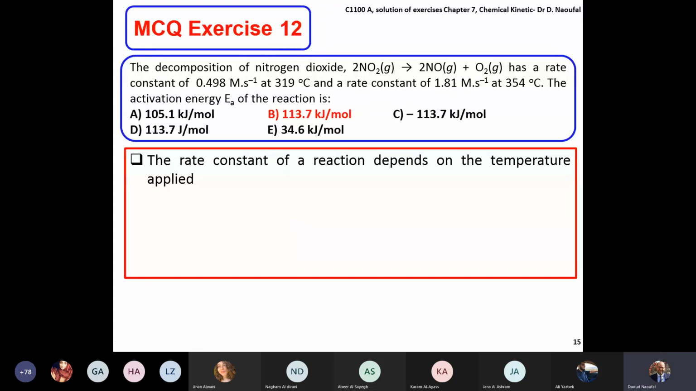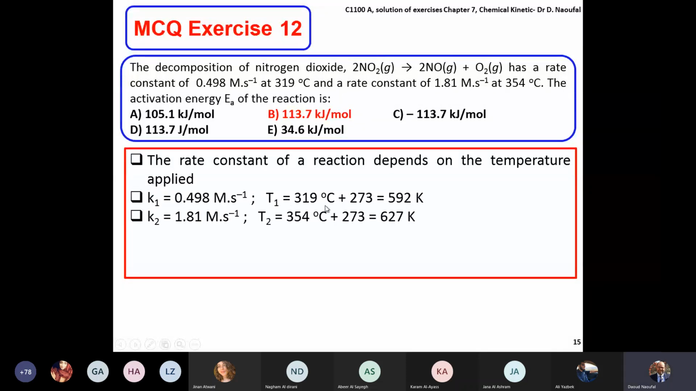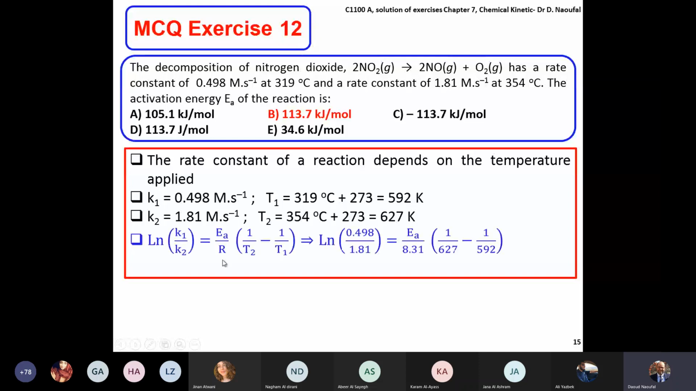The rate constant of a reaction depends on the temperature applied. As T increases, the rate constant increases. So we have k1 at T1 and k2 at T2 in Kelvin. Pay attention to transform the temperature from degrees to Kelvin, since I will apply the relation. ln k2 over k1 equals minus Ea over R times 1 over T1 minus 1 over T2. Or you can write ln k1 over k2 equals Ea over R times 1 over T2 minus 1 over T1.